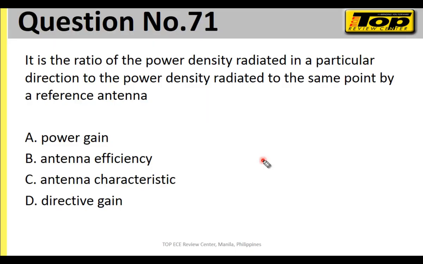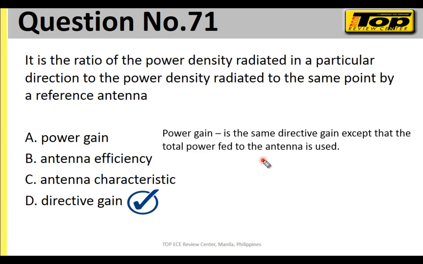71. The ratio of power density radiated in a particular direction to the power density radiated to the same point by a reference antenna. We call this the directive gain. It is simply the comparison of power density at a particular point to the same point but using a different, or a reference antenna. Ang tawag natin doon directive gain. Now, how about the power gain?